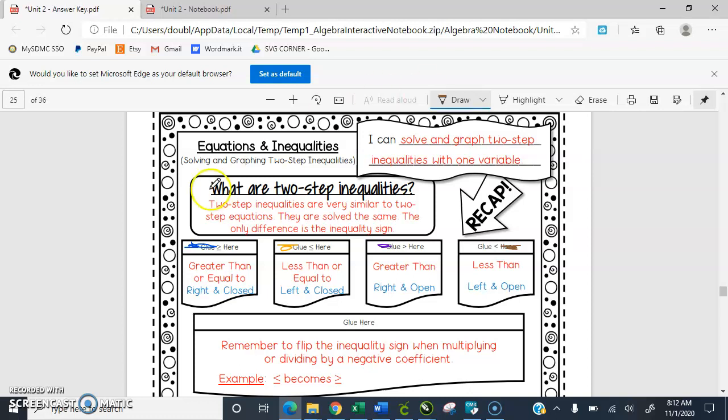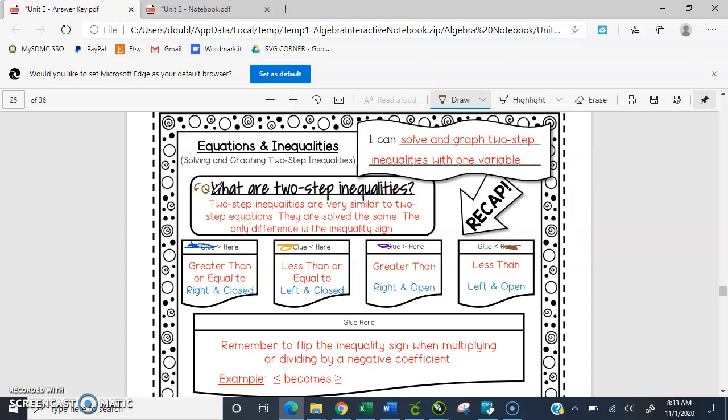Okay, our central question, the EQ, is, what are two-step inequalities? And the reason I give you the answers is because I know my handwriting when I'm writing on my laptop isn't that great. So I'd rather give you the answer so you know exactly what it says. All right. So again, what are two-step inequalities?